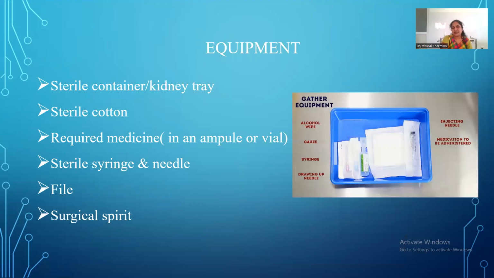Now we are going to see what are the equipment for administering the IM injection. First, a sterile container or kidney tray. Mainly, intramuscular injection is a sterile, not a clean, procedure. This is a sterile procedure, so we must follow sterile conditions. Other equipment: sterile cotton, required medicine in an ampoule or vial, sterile syringes and needles, file, and surgical spirit.